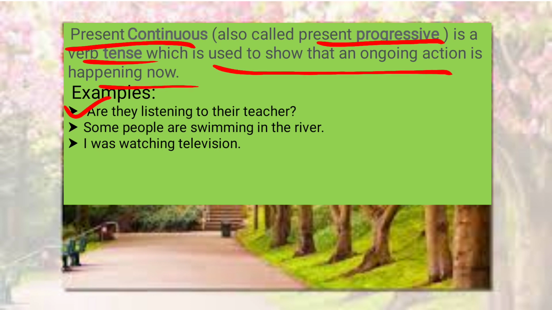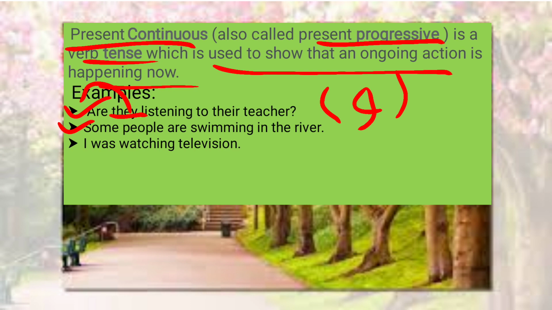For example, "Are they listening to their teacher?" means the action is still going on. It is an example of an interrogative sentence. Why is it an interrogative sentence? Because the helping verb is before the subject, that's why it's an interrogative sentence.